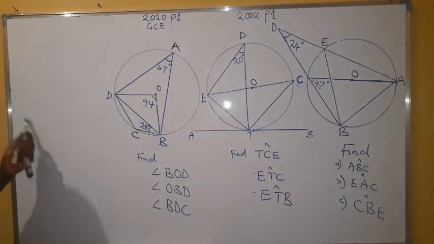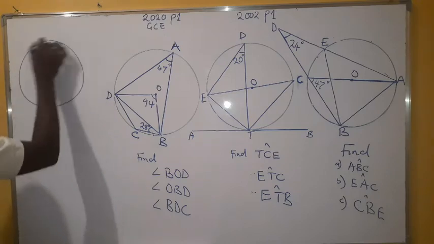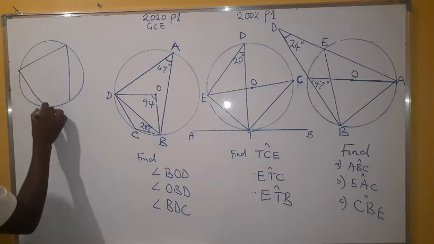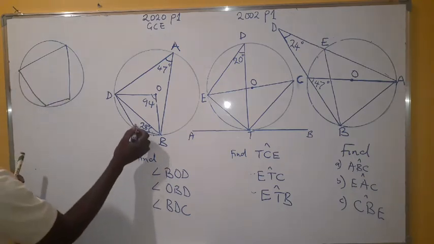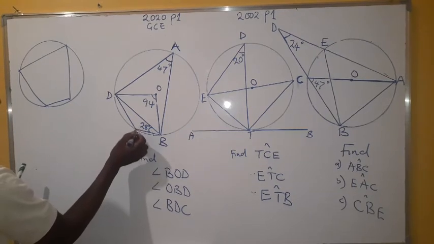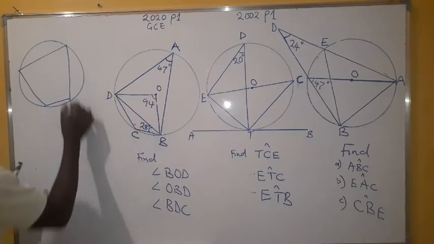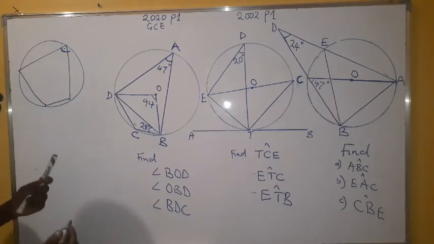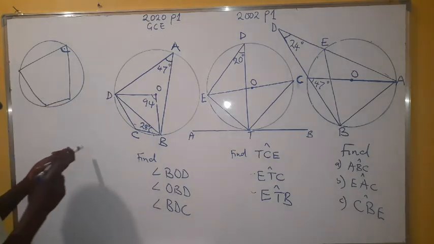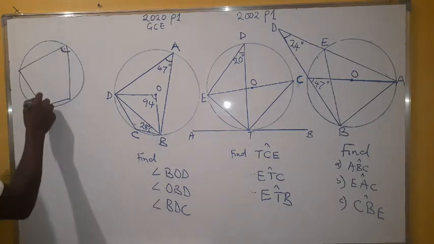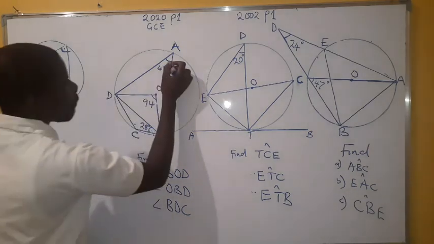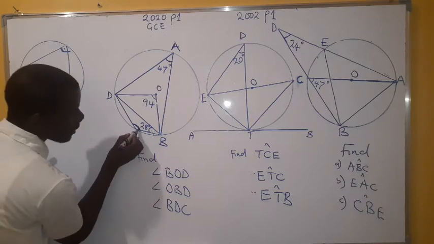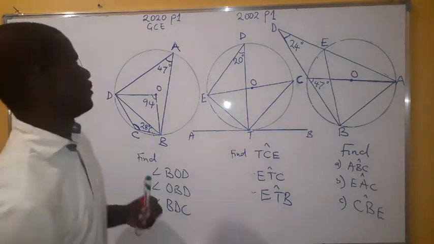Alright? So we proceed. Now I want to look at a cyclic quadrilateral. Okay, now I'm looking at this question here, this angle here. Remember we said opposite angles in a cyclic quadrilateral add up to 180. So this angle and this one should add up to 180. So what are we saying? 47 and this angle here should add up to what? 180. I hope you're following me.